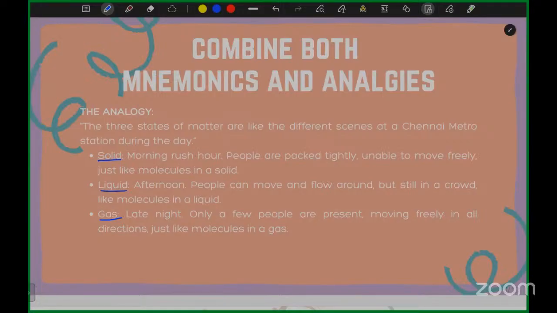So that very high rush can be explained with the property of a solid. In a solid, the atoms will be very closely packed. So like that you can understand.